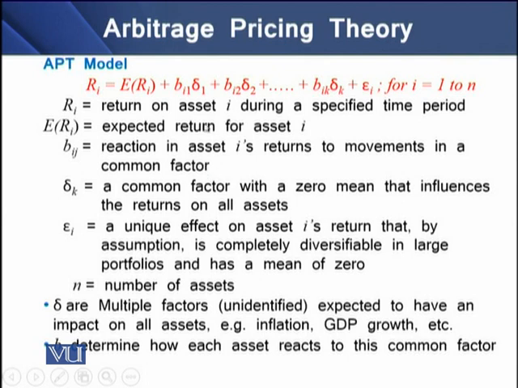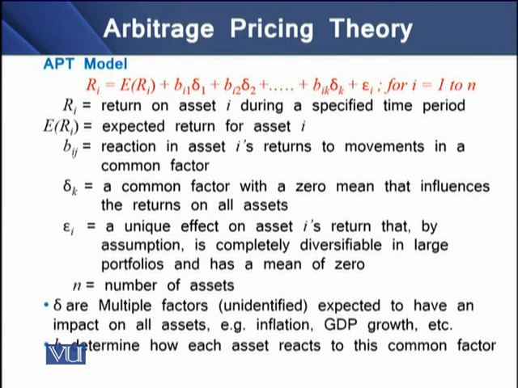We have R, we have the betas or the lambdas. What do these variables say? By R, we mean the return on asset i during a specific time period. By expected return, we mean the expected return for asset i. By beta, we mean the reaction in asset i's return to the investments in a common factor. By delta, we mean a common factor which has a zero mean and that influences the returns on all assets. And that is the factor that is the essence of the APT theory.